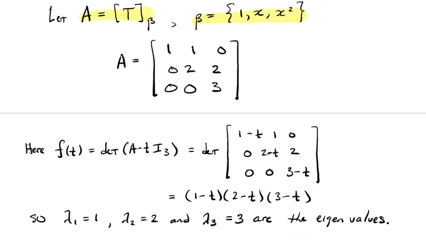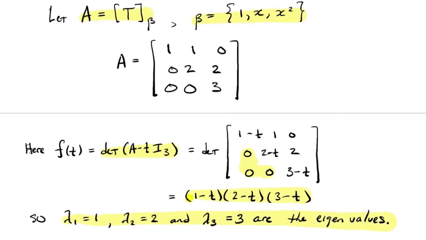Okay, so let's find the characteristic polynomial of that thing. The characteristic polynomial is the determinant of A minus t times, in this case, the 3x3 identity matrix. Again, I'm going to let you check out the computational details, but it's easy to work out that determinant because this is a triangular matrix. So the determinant is just the product of the main diagonal entries. And we can see that there are 3 distinct eigenvalues for this operator T. They are 1, 2, and 3.